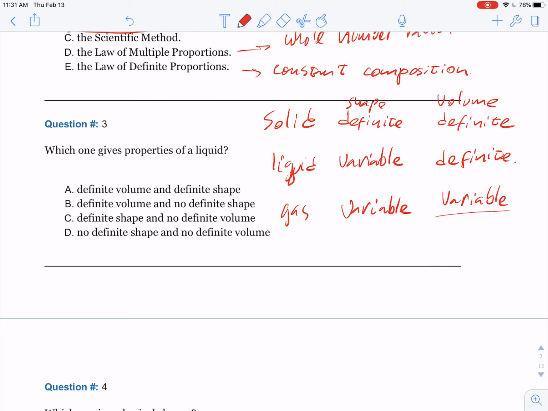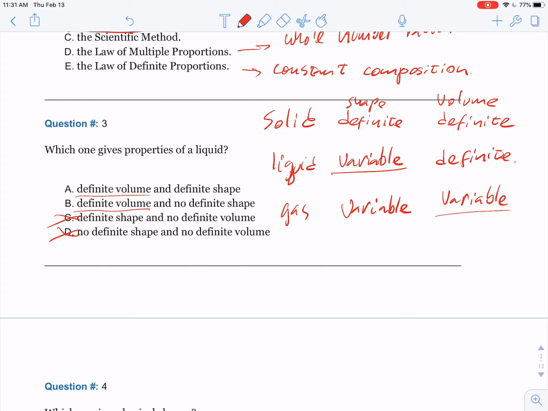Okay, so in this case, if we are looking for properties of a liquid, it has definite volume. Okay, it's here, definite volume. No definite volume, that's not it. No definite volume, that's not it. Okay, but have variable shape or not definite shape, so the answer is B.